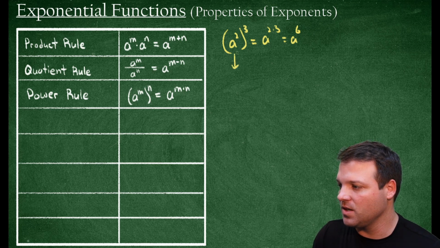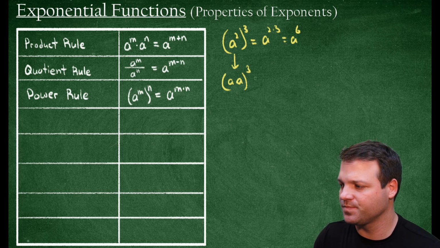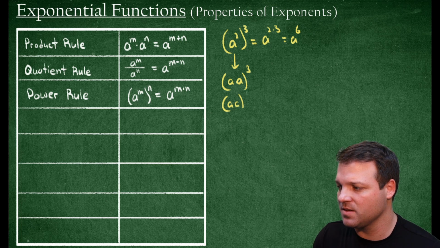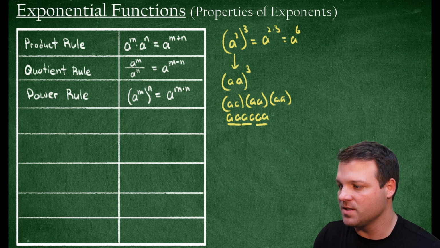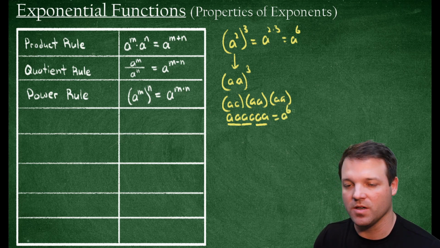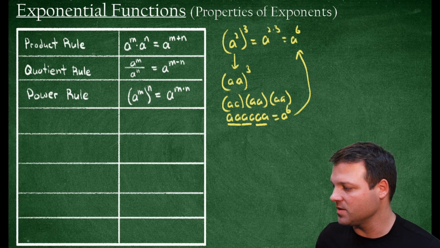I'm going to separate a squared, so that is a times a all to the power of 3. Anything to the power of 3 is the same thing as that times itself 3 times. If I knock out these parentheses, because these are all simply multiplication, then I'm left with 2, 4, 6 a's, which is a to the power of 6, which is what our property told us it should be. All right, let's move on to the next one.